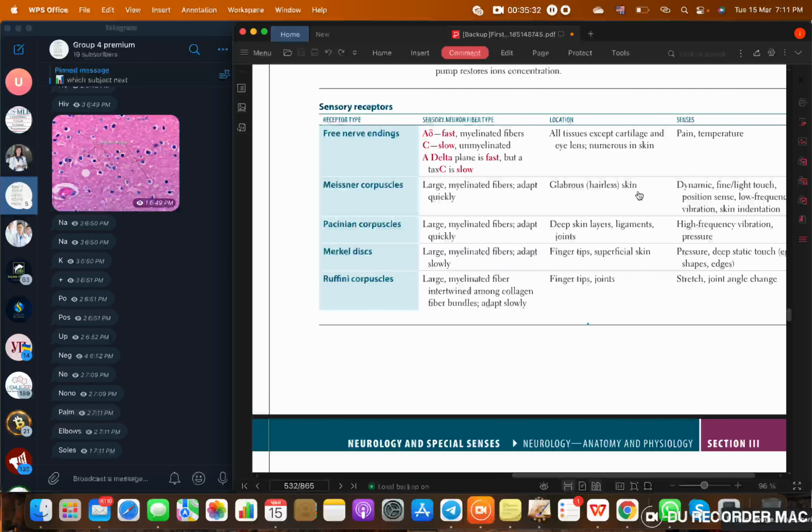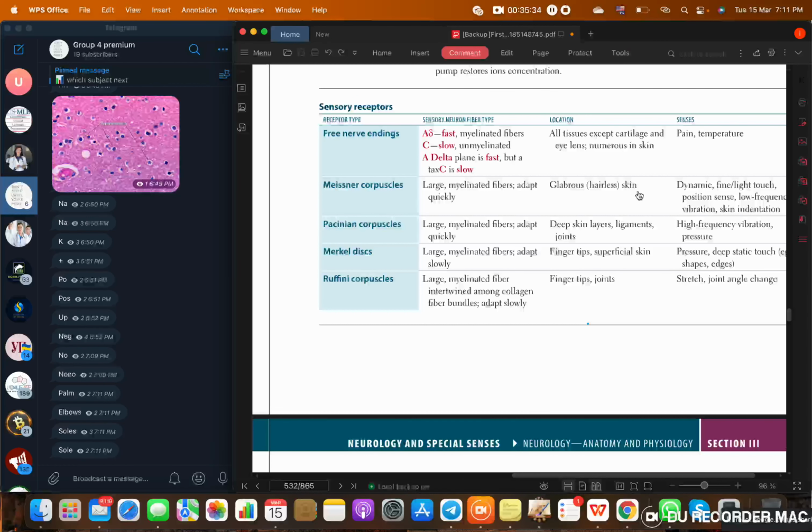The palms and the soles. Okay. The Pacinian corpuscles are for the high frequency vibration. Contrast that with the Meissner, which was slow. Okay, and also the Krause.